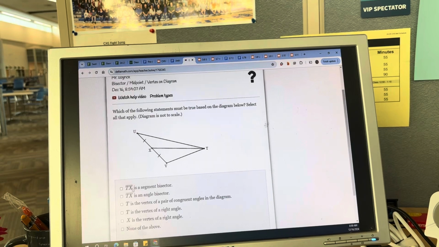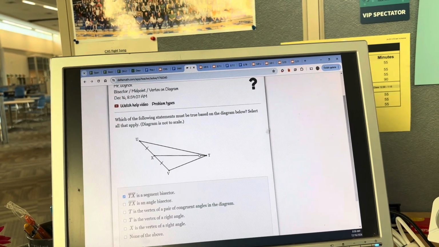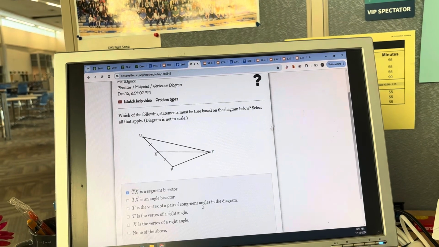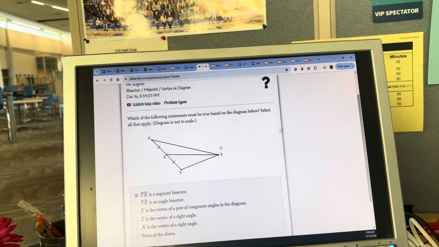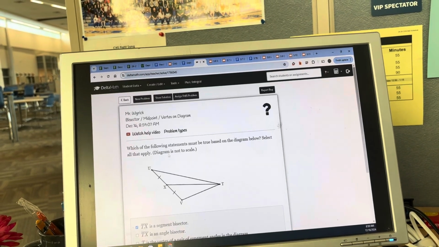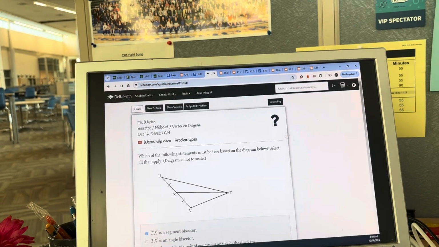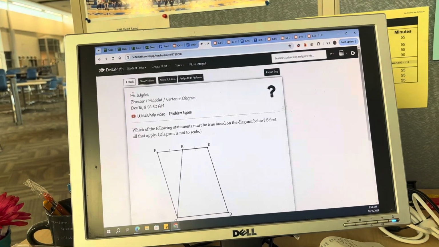So this one, TX, is a segment bisector. It goes right there. It's not an angle bisector. At least we can't tell the vertex of a pair of congruent angles. It doesn't say. X is the vertex of a right angle, definitely not. So yeah, just make sure that you know what it's talking about, if it's the bisector, the midpoint, or the vertex of a set of angles that would be congruent.